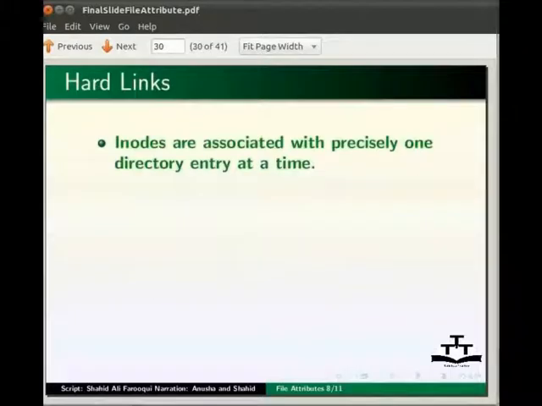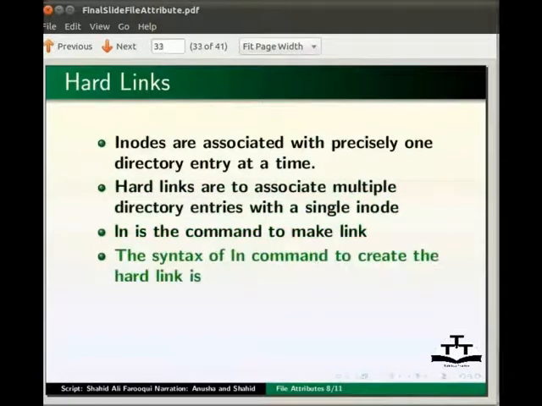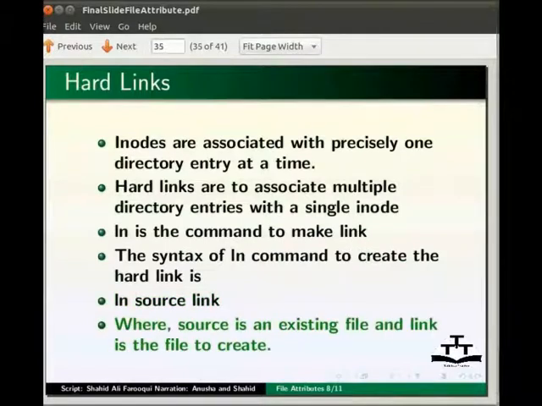Inodes are associated with precisely one directory at a time. Hard links are to associate multiple directory entries with a single inode. ln is a command to make link. The syntax of ln command to create the hard link is ln source link, where source is an existing file and link is the file to create.